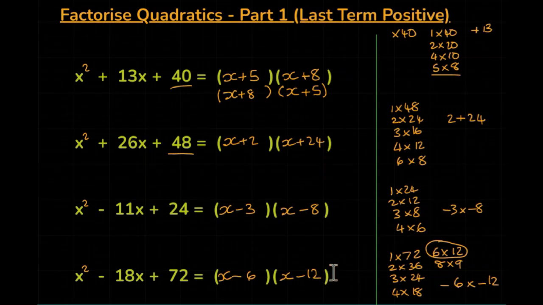And there we have it. We're able now to factorise a quadratic where the last term is positive. In other words, this sign here is positive. In every case, I will need 2 terms in the bracket which are either both positive, plus 8, plus 5, plus 2, plus 24, or both negative, minus 3, minus 8, minus 6 and minus 12.